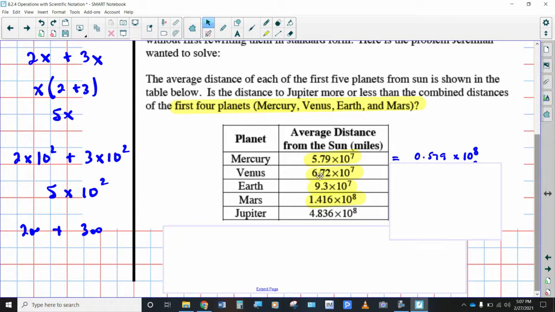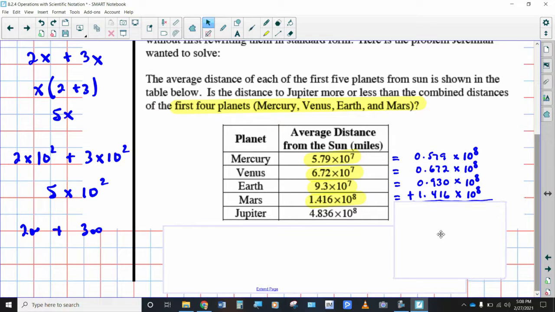Same thing here. If I move this 1 place to the left, I'll be taking a power of 10 away from 6.72 and then putting it over here with the other powers of 10 to make that 0.672 times 10 to the 8th. Move this guy 1 place to the left because we're going to divide out a power of 10 and then convert it over to here. That becomes 0.930, and I'm going to add the 0 there so that you'll have a digit in the thousandths place for all of them. And then this one doesn't have to be converted at all, so it's going to stay as 1.416 times 10 to the 8th.